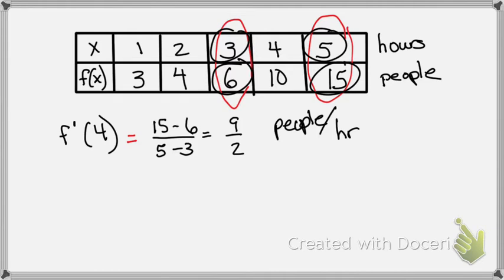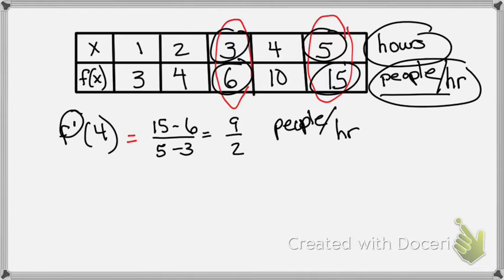Now let's change it. Let's say the f of x was already defined to be a rate and they already called it people per hour. Now what would the derivative represent? It's still y over x, so it would be people per hour, or people per hour squared. Sometimes just knowing the units helps you figure out what they're asking for and gives you a free point.